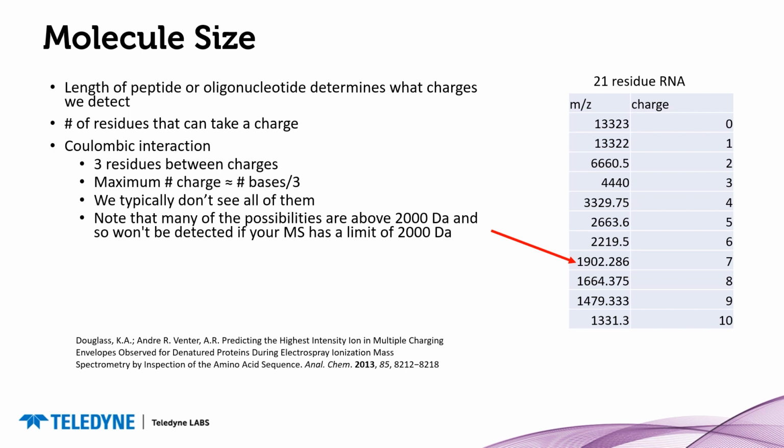In this particular example, note that many of the possibilities are above 2000 Daltons and so won't be detected if your mass spectrometer has a limit of 2000 Daltons. Also, because this oligo had 21 residues, minus 7 charge is about the most that we could expect, so we might expect 1 peak from that.